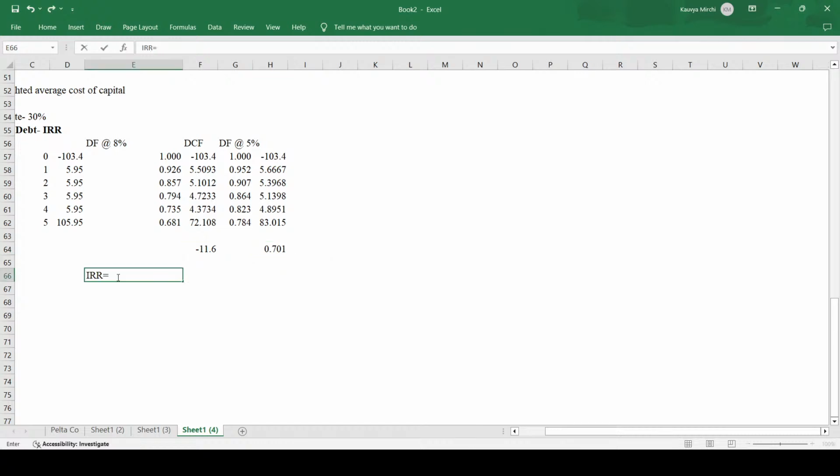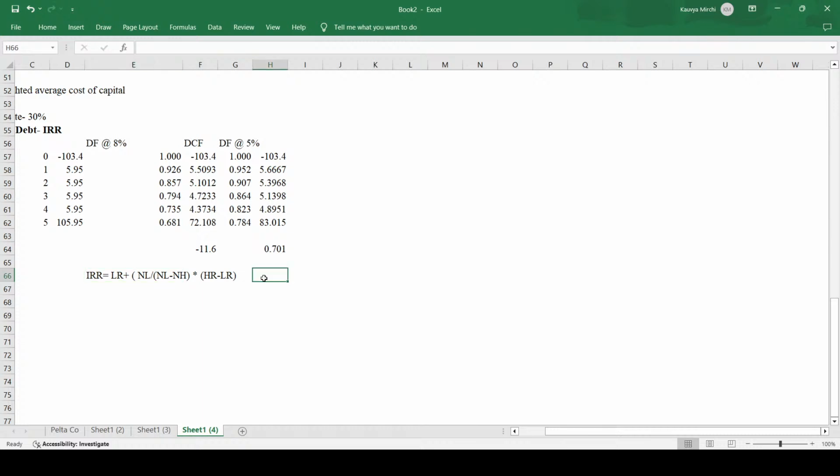Now, what is the IRR formula, people? The IRR formula would be: lower rate (LR) plus NPV at lower rate divided by NPV at lower rate minus NPV at higher rate, multiplied with higher rate minus lower rate.